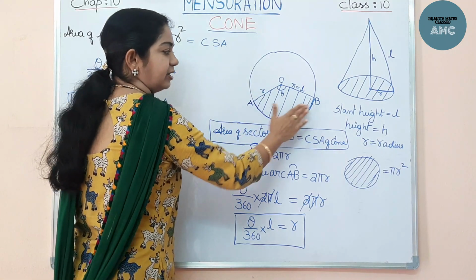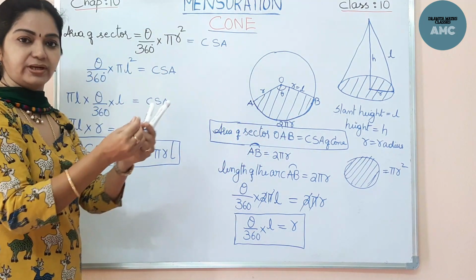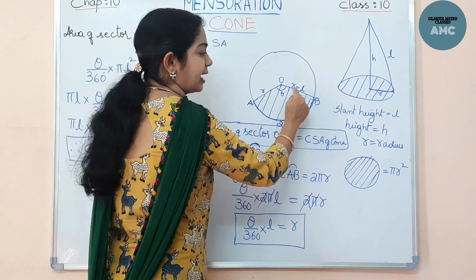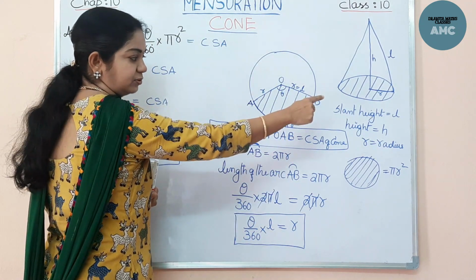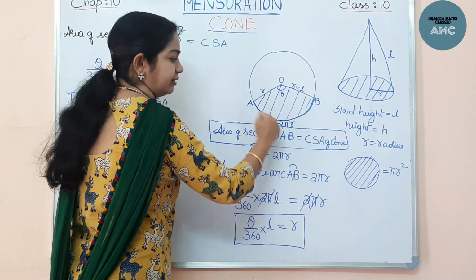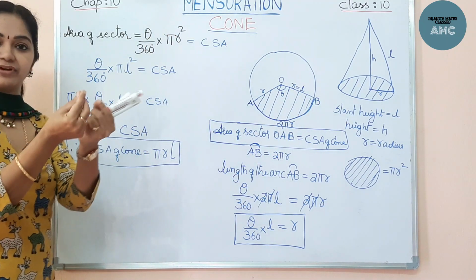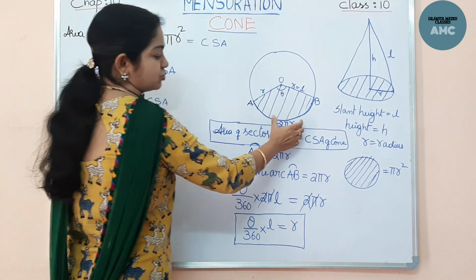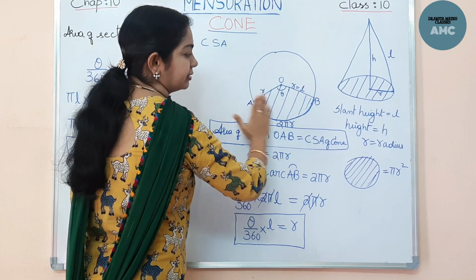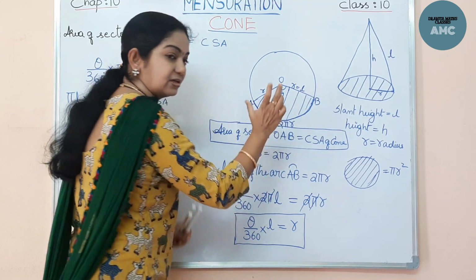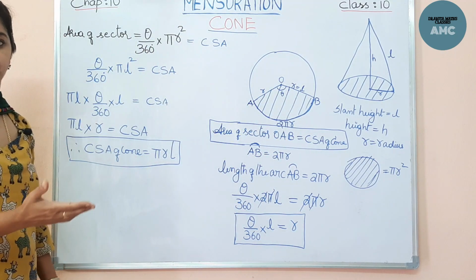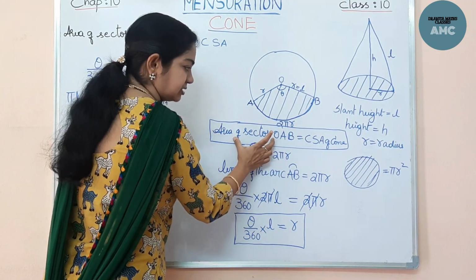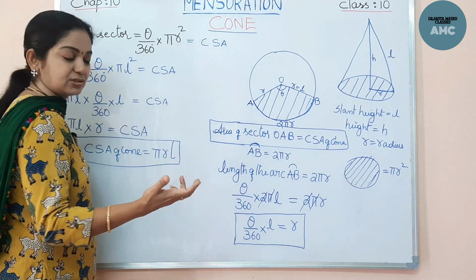This area of the sector, when I fold the 2 radii, becomes a cone. Here the radius has become the slant height of the cone, and this length of the arc will become the circumference of the base of the cone. So that is 2 pi r. Now the area of the sector is the CSA, the curved surface area of the cone. Now I'll find the area of the sector. If I find the area of the sector, that means I'm finding the CSA of a cone.